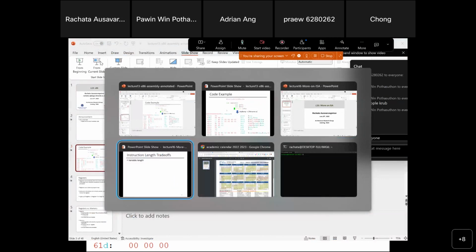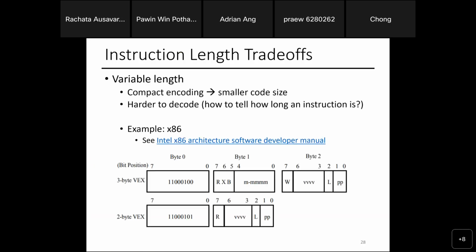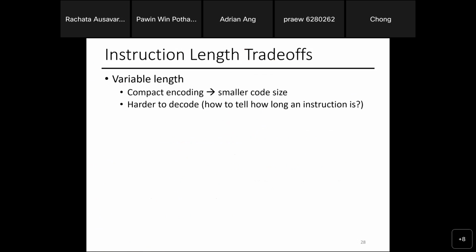So now you probably know the idea. You have variable length. The benefit is your code is going to be more compact. If you look at the timeline of x86, when was x86 invented? How long ago?